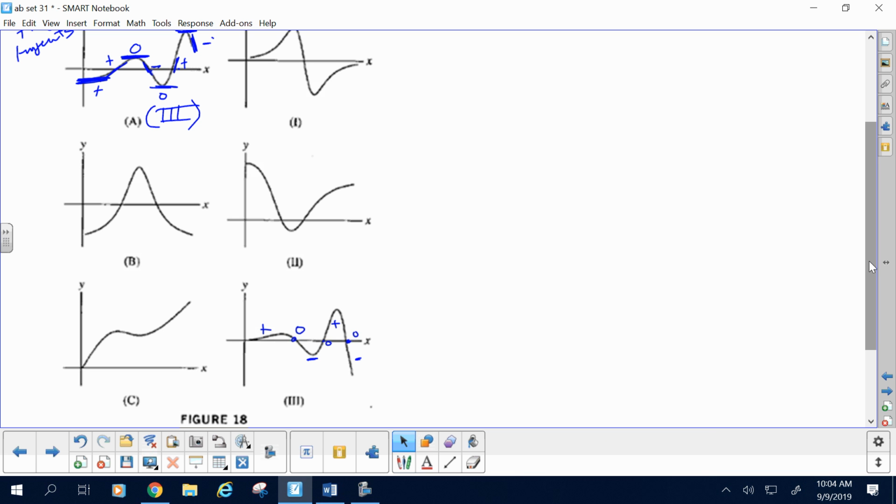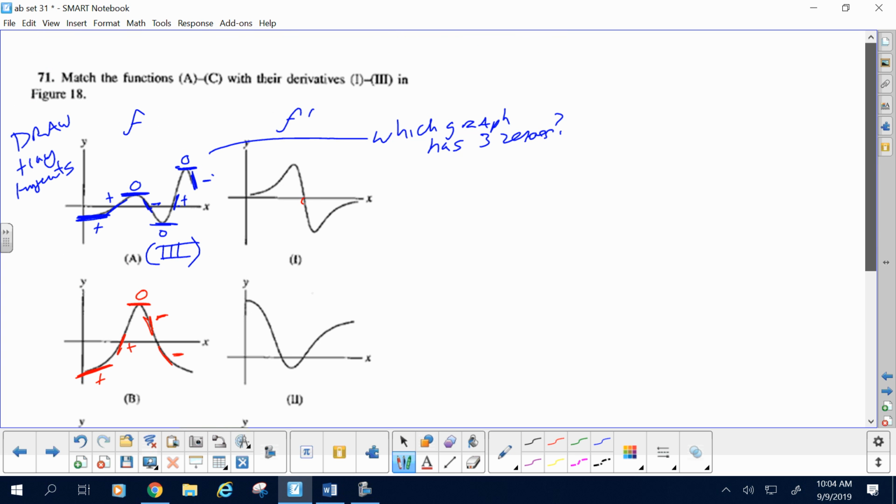So let's go to graph B. Positive or negative slopes? Positive, bigger positive. Here, slope is 0, negative, negative. Which graph has exactly 1, 0, and is positive before that 0 and negative after? 1. You can see that this has 1, 0, and is positive before and negative after. So this is graph 1 is the derivative of graph B.